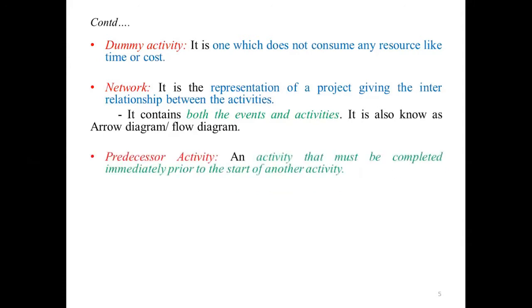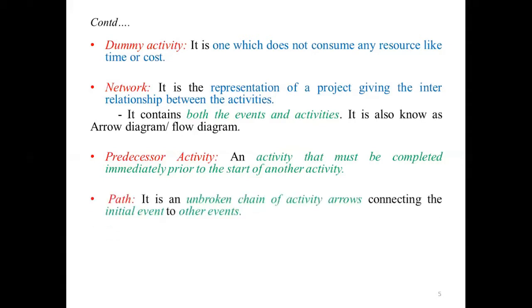Next, predecessor activity: an activity that must be completed immediately prior to the start of another activity. Suppose you have 6 activities, if I want to start with the 5th activity, the first 4 activities must be completed. Then it is known as a predecessor activity. The next, path. It is an unbroken chain of activity arrows connecting the initial event to other events, and is known as a path.